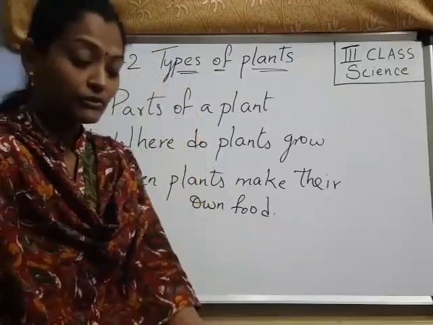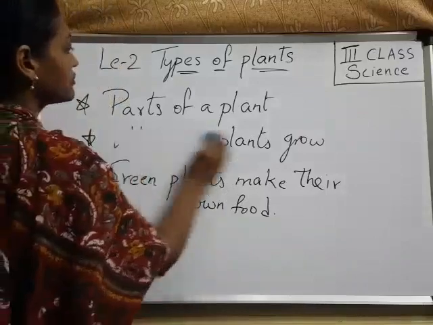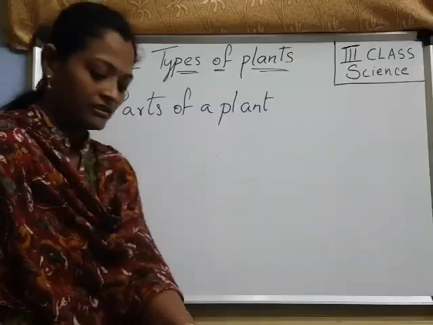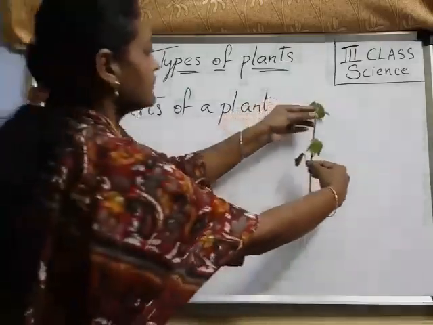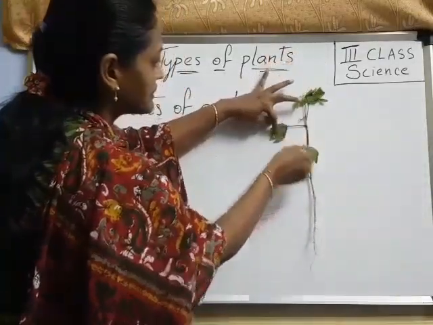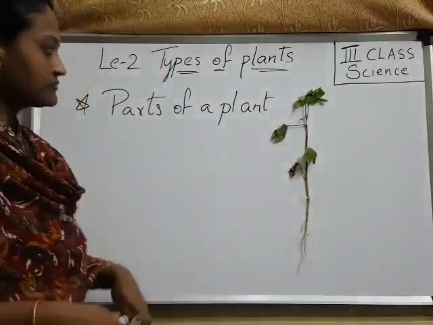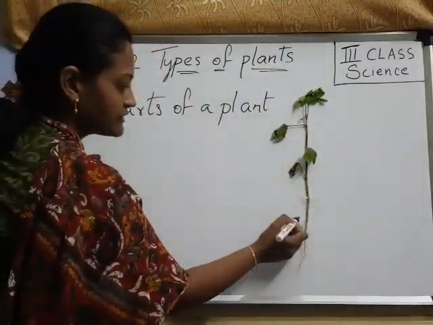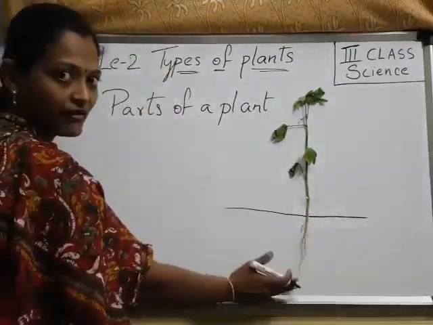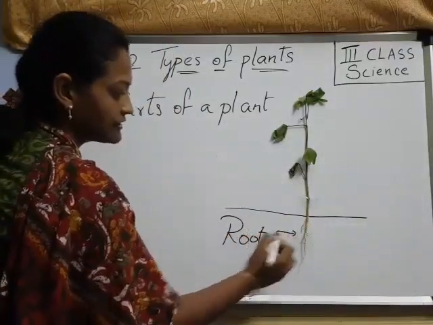Now, I am going to tell you their uses in this class, okay? Parts of a plant and their uses, okay children? Now, look here, I am keeping this plant here for your convenience. These are the various parts of a plant. Now, look here. You know what this part is? See, the part that is growing below the ground. What is this part? Root, right?